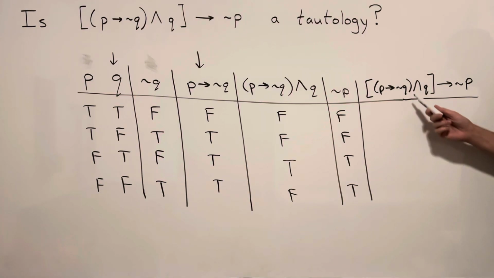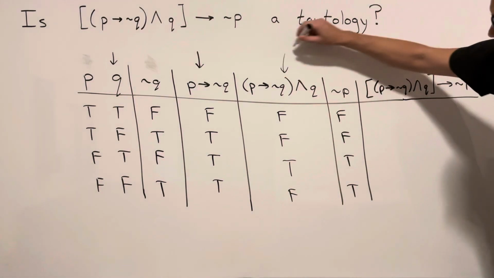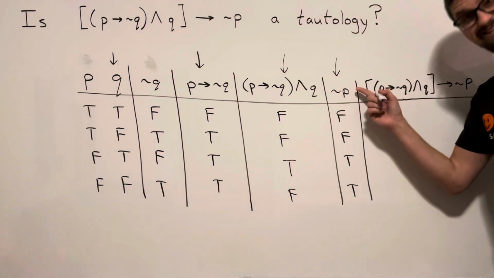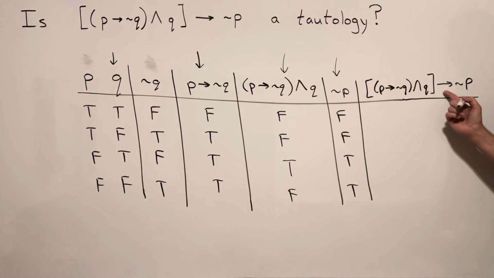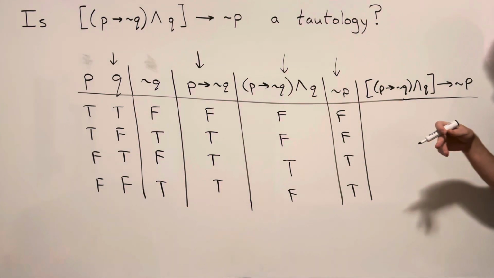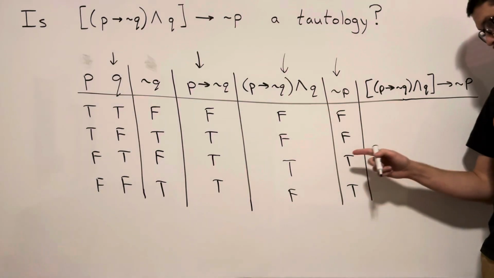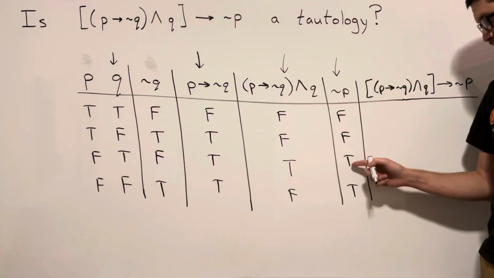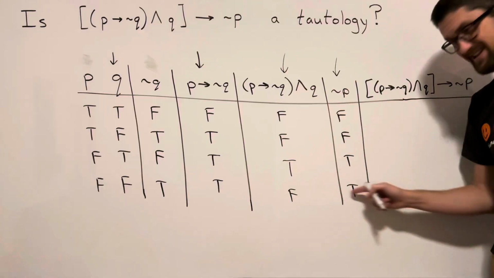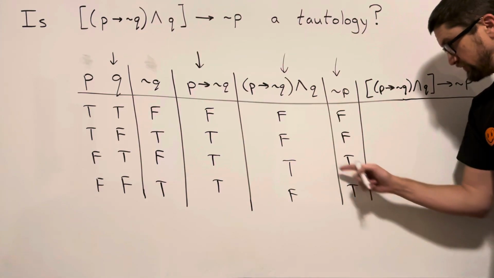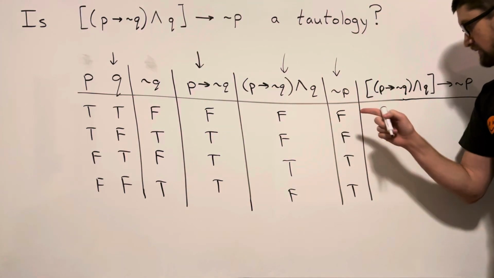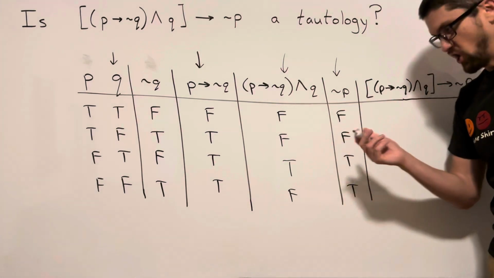So here I'm looking at this column and this column. All right, so remember the conditional, there's only one false case. That is when I go from a true statement to a false statement. And none of these situations goes from a true to a false. That means they're all true.